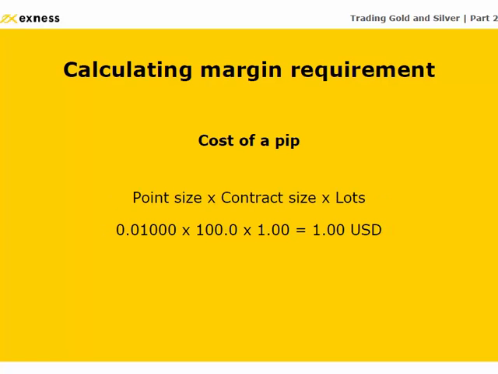The next important piece of information is cost of a pip. You need to learn to calculate cost of a pip if you want to calculate a stop loss size correctly and size of your position correctly as well. To do this, you calculate point size by the contract size and multiply it by number of lots you are trading. And for this particular case, your cost of a pip would be equal to $1 American.